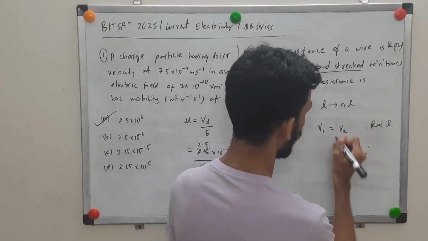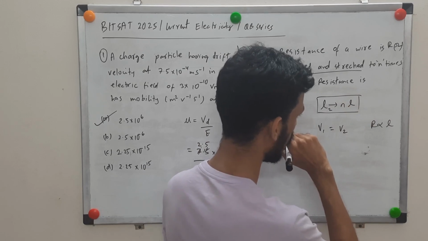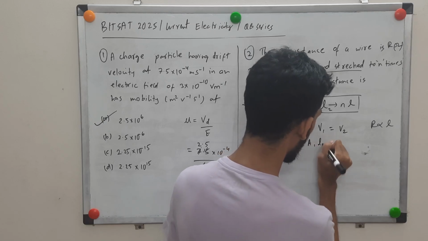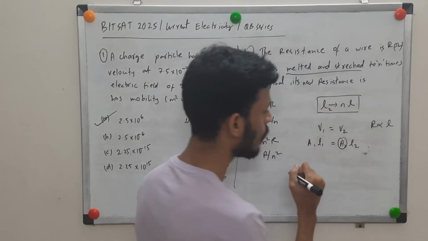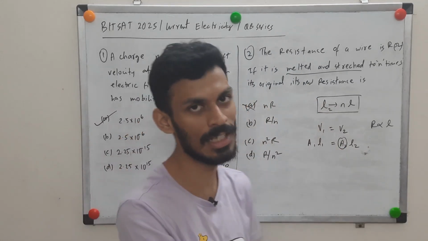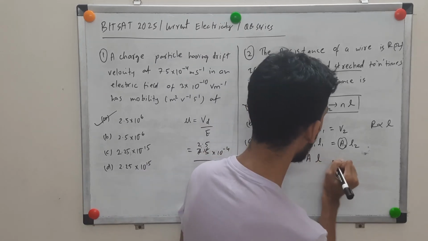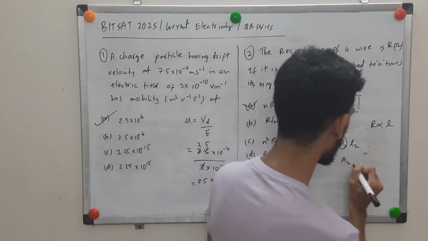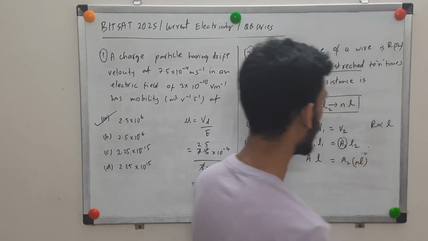So this is the second case length, it becomes n times L. What happens to the area? We can write A1 L1 is equal to A2 L2. Our question is what happens to area when length increases to n times L. So initial area, let's suppose it is A, initial length L, final area A2, this is what we are supposed to find, final length n times L.